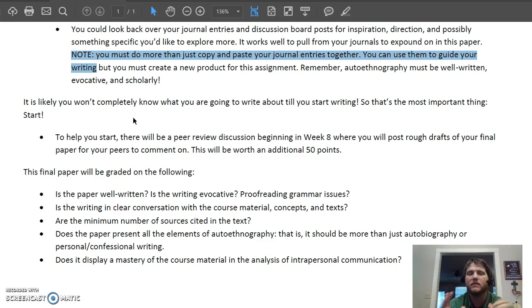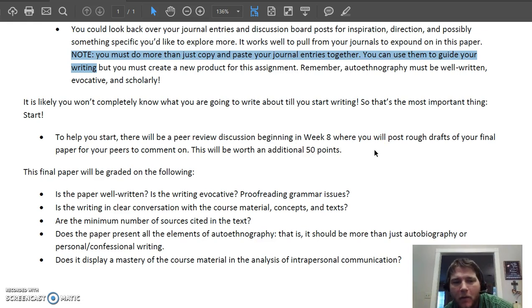The final product itself is worth 300 points, but starting in week 8, I will post a discussion board, and I will break you up into groups of about 2 or 3 people, where you will only be able to post with 2 or 3 people alongside your week 8 discussion. This does not take the place of the week 8 discussion. I'll clarify this when we get there even more, but you'll post rough drafts of your final paper for your peers to comment on, okay? And that's worth an additional 50 points, and I'll outline that more as we get there.